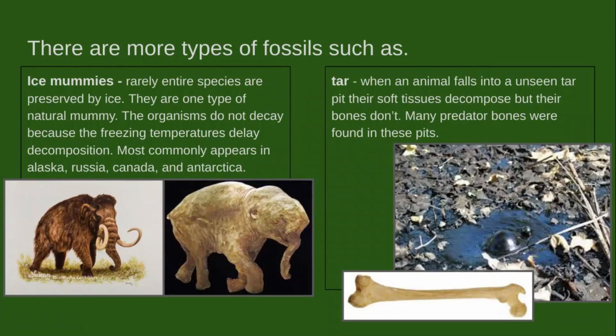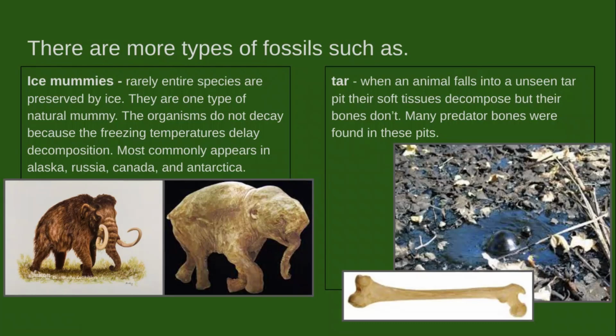There are even more types of fossils, such as ice mummies. Rarely, an entire species is preserved by ice. They are one type of natural mummy. These organisms do not decay because the freezing temperatures delay the decomposition. Most commonly appears in Alaska, Canada, Russia, and Antarctica.